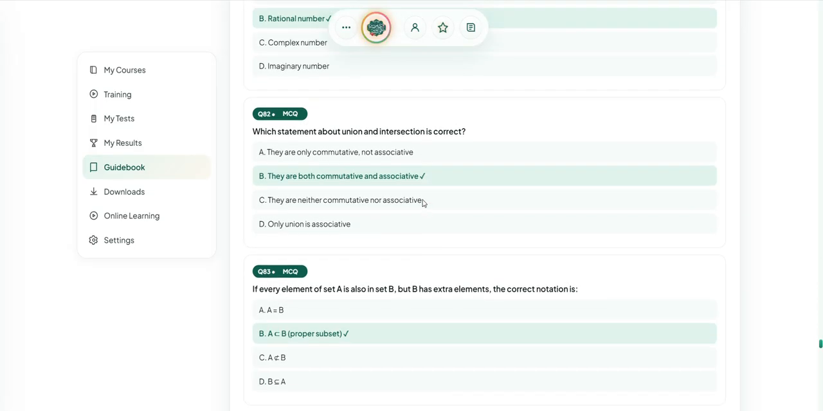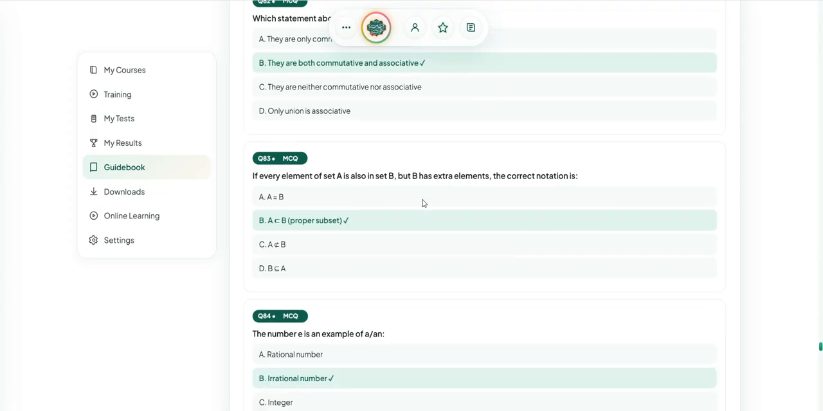Which statement about union and intersection is correct? They are both commutative and associative.